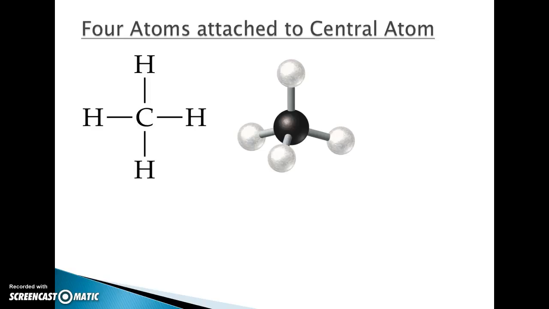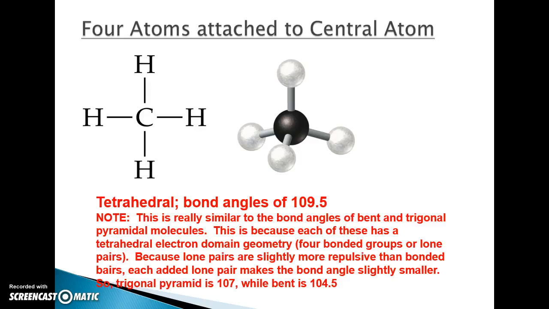Now, when we have 4 atoms attached to a central atom, typically this is a tetrahedral with bond angles of 109.5. Now, if we think back to the bond angles that we've previously looked at for bent and trigonal pyramid, we notice that they're kind of similar, 104.5, 107, and 109.5. So this is pretty significant.